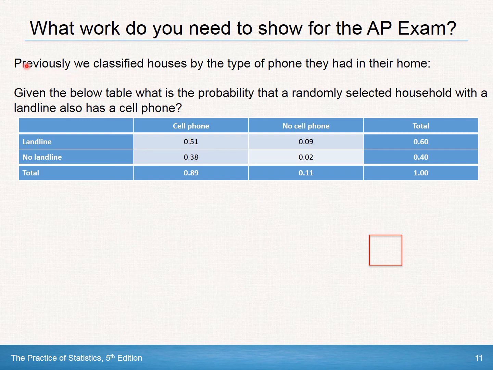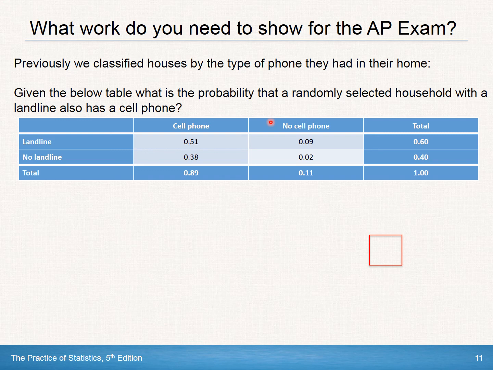What work will you need to show for the AP exam? Previously we classified houses by the type of phone that they had in their home. That was a previous question. Remember, we talked about landline, no landline, cell phone, no cell phone. Given the below table, what's the probability that a randomly selected household with a landline also has a cell phone? Go ahead, take a couple seconds, see if you can answer that question. Just keep in mind, I have the totals here. You would want to make sure you include those if they are not already there. Notice the total here is 1 because we're talking about probabilities.